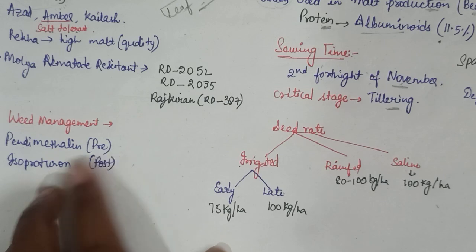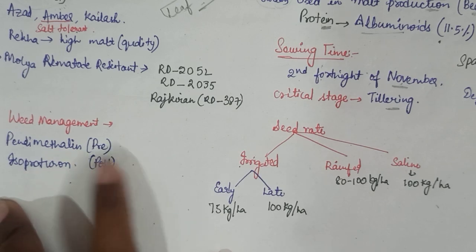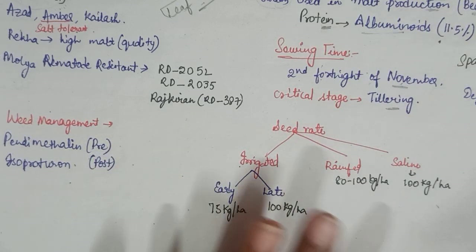For pre-emergent weeds we go for pendimethalin, and for post-emergent weeds we go for isoproturon. So this is about barley.